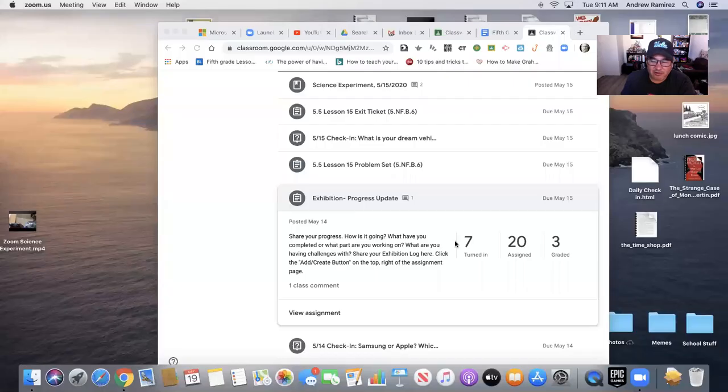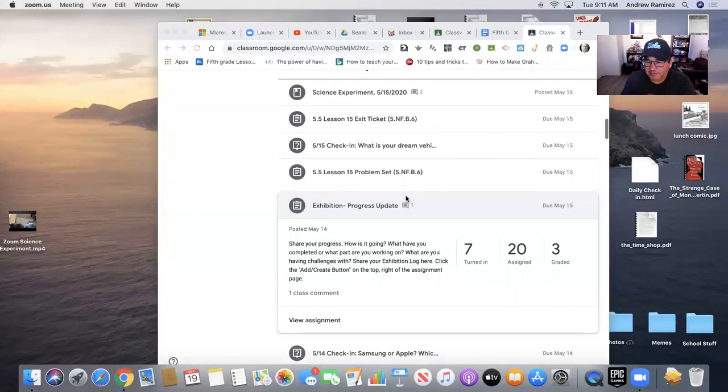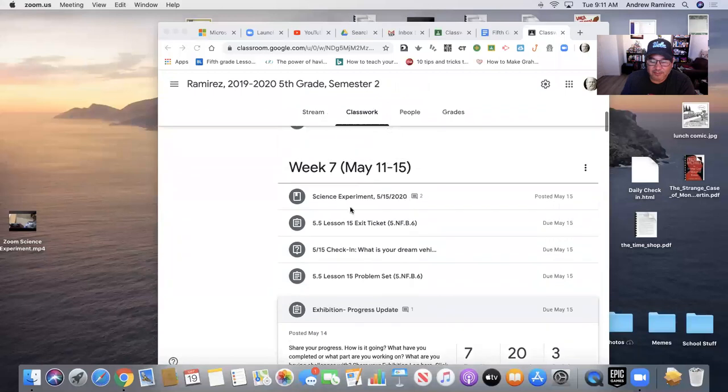I'm here to show us the final sections of our exhibition log. Whatever is left to do, of course, most of it is the presentation or being ready for the presentation. So if we go back to the assignment, you were asked to turn in this exhibition log right here in this exhibition progress update that was there from this week.